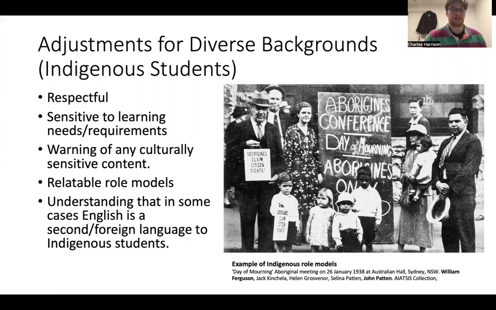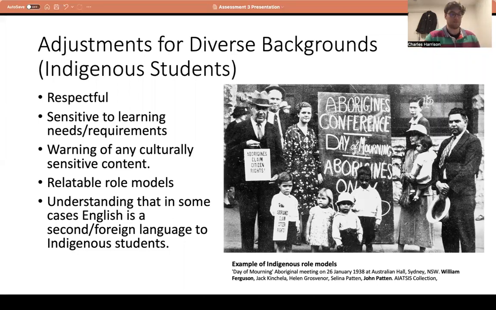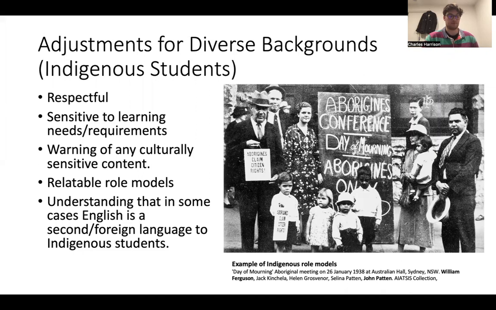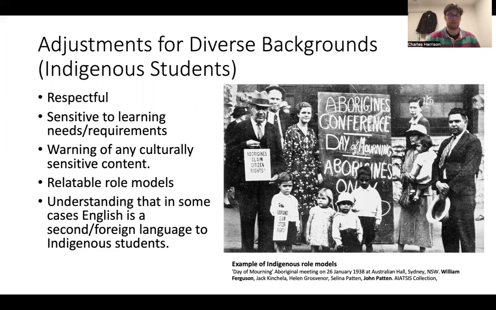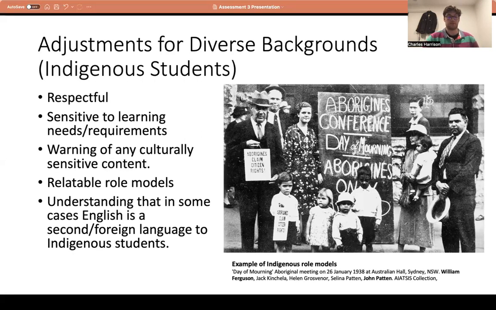In my task, I have catered for diversity, specifically for Indigenous students. My initial task is centered around an Indigenous Australian topic and is a sensitive issue on the Australia Day debate and Aboriginal civil rights movements in the early 20th century. In my class, I may be teaching Aboriginal and Torres Strait Islander students. Therefore, as a non-Indigenous teacher, I need to be respectful and sensitive to their learning needs and requirements.